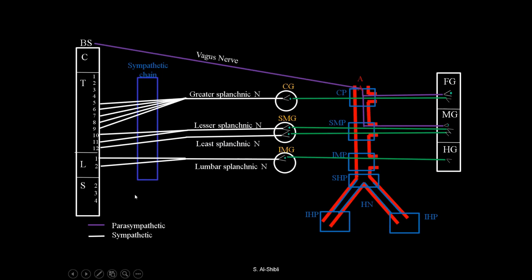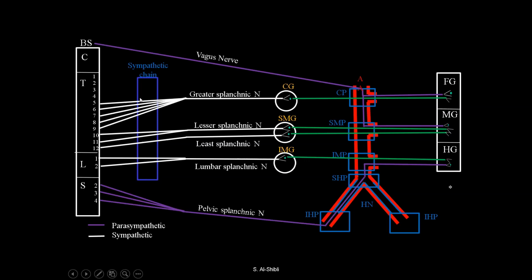the sacral component will take over like this. It comes from what we call the pelvic splanchnic nerve. It comes to the inferior hypogastric and superior hypogastric plexus, and it can reach up to the hindgut.